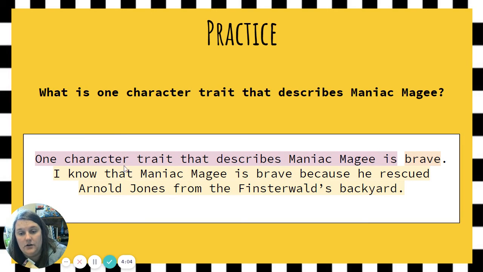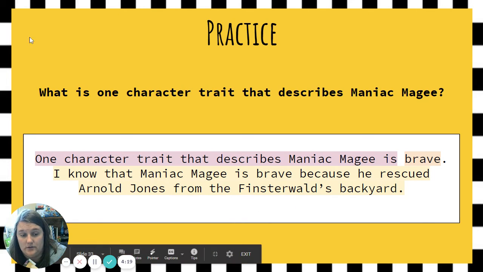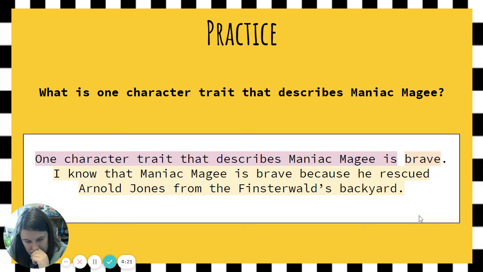So I have here, notice in the pink, I have one character trait that describes Maniac McGee. So I restated the question, is brave. That's my answer in the orange. And then in the yellow, I know, those look so similar. I know that Maniac McGee is brave because he rescued Arnold Jones from the Finsterwald's backyard. See how I'm just summing up what happened in the story, and it proves that he is brave.